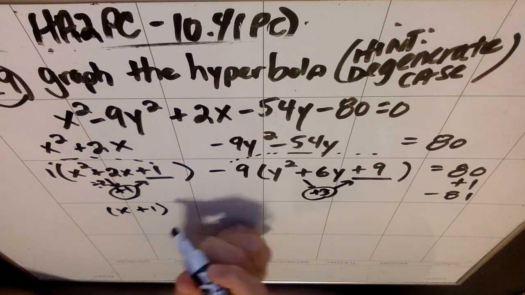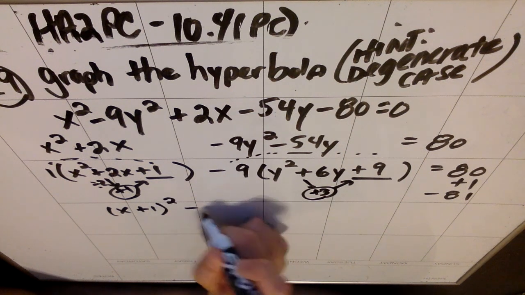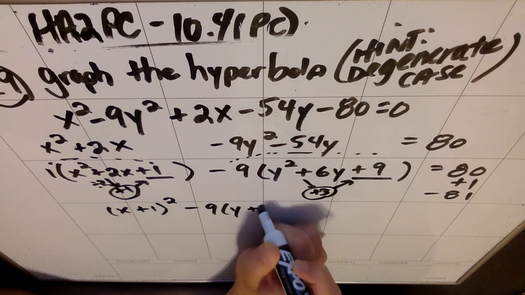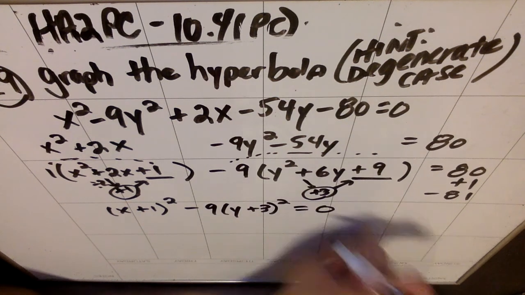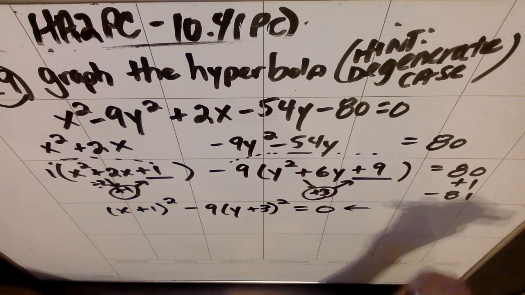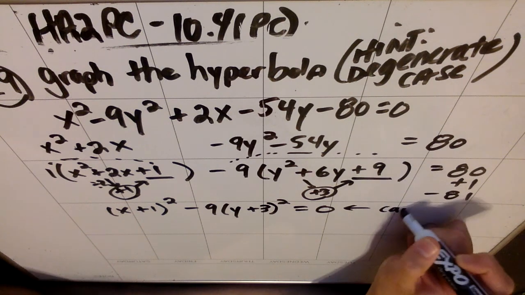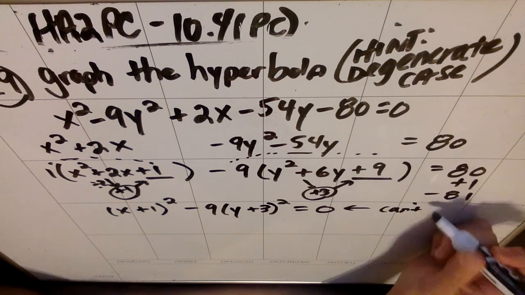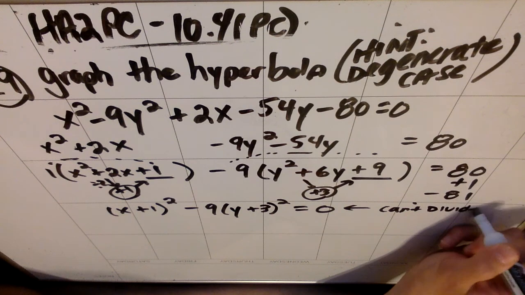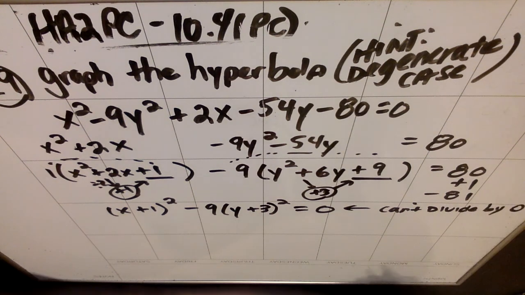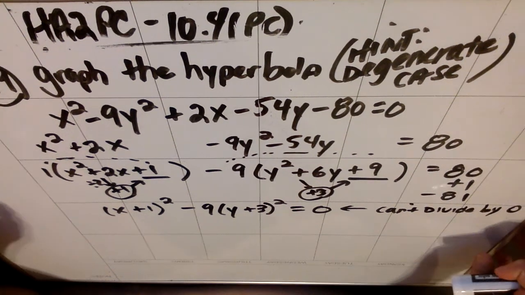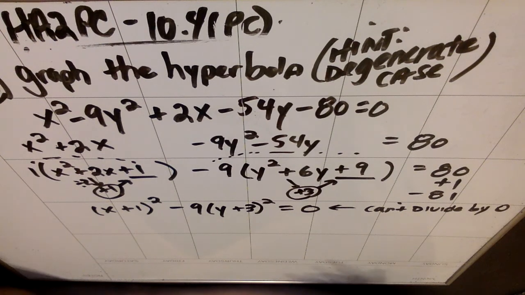So this is going to factor into an x plus 1 quantity squared minus 9 times a y plus 3 quantity squared equals 0. And this is a problem because usually our next step is that we would divide by what's on this side to get a 1 here. But I can't divide by 0. So what's going to happen is I'm going to end up with a situation where this is not a hyperbola. This is a degenerate hyperbola. Essentially, it is two intersecting lines.